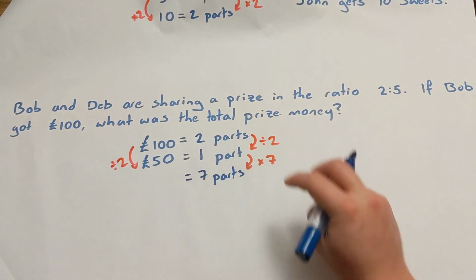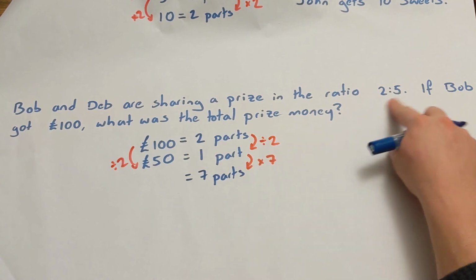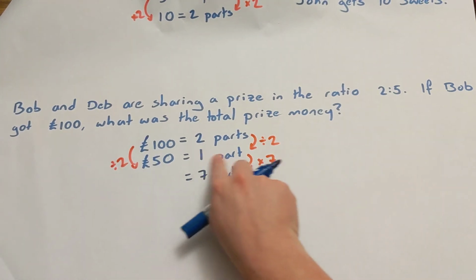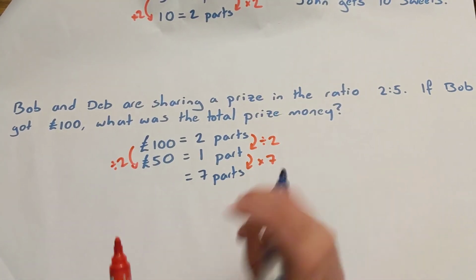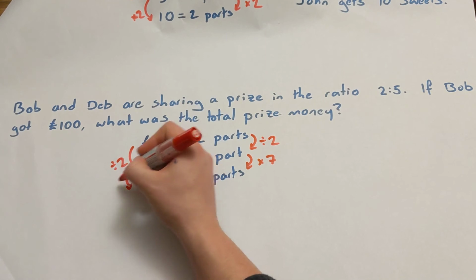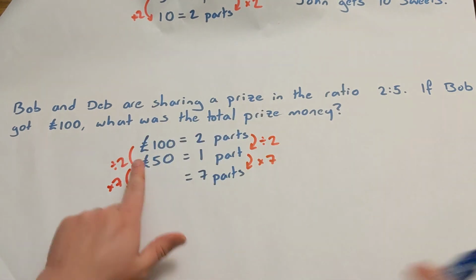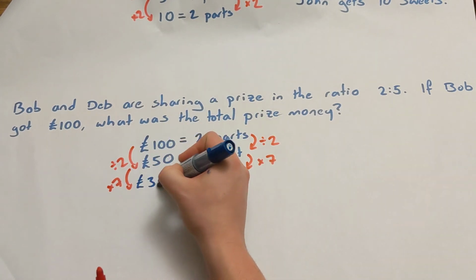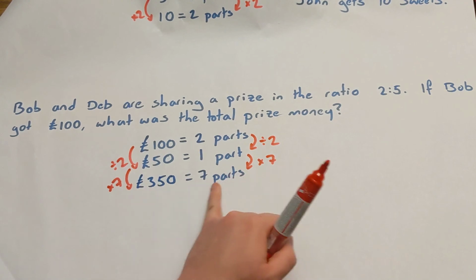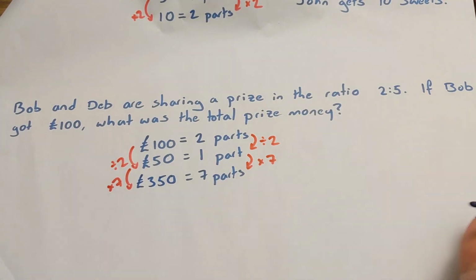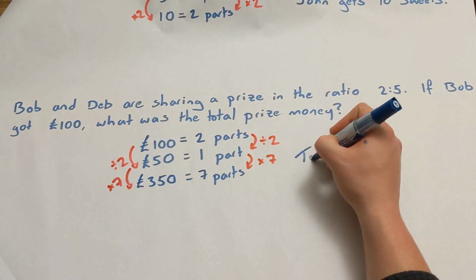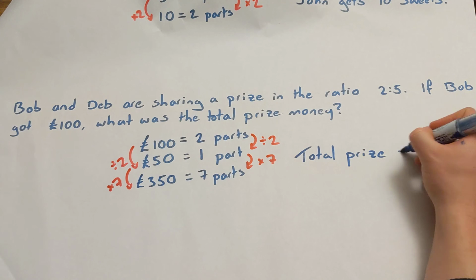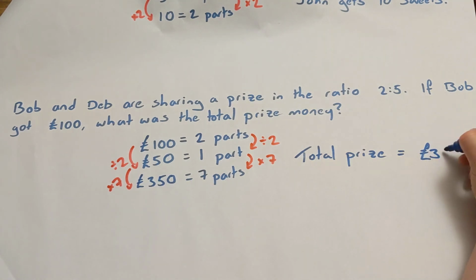Whenever you're doing these and you're timesing a part by the total, or you're timesing 1 part by someone else's part of the ratio, make sure it's always the 1 part that you times. So then I also want to times the £50 by 7, and if I do that, I get £350. So that was the total, because that was 7 parts. So again, we'd just make it really clear, and we'd say total prize equals £350.